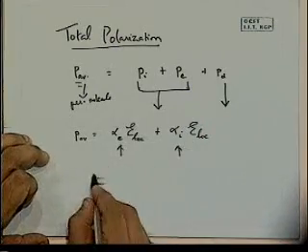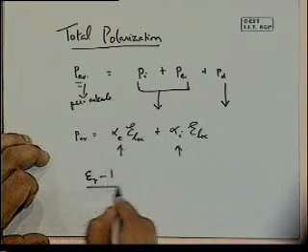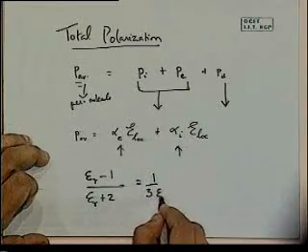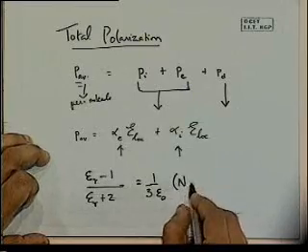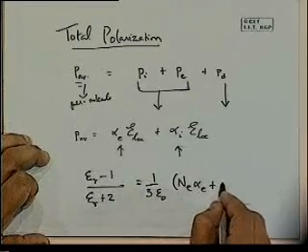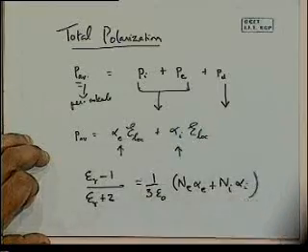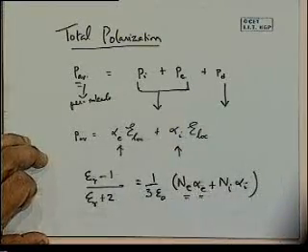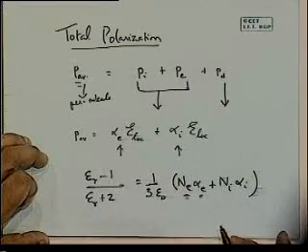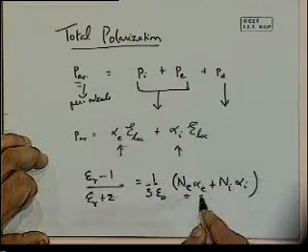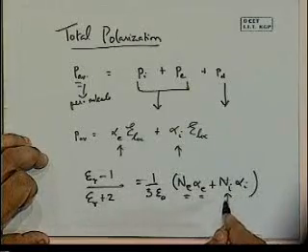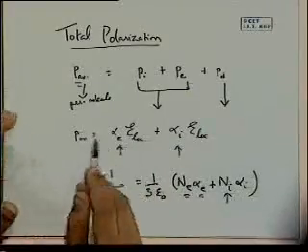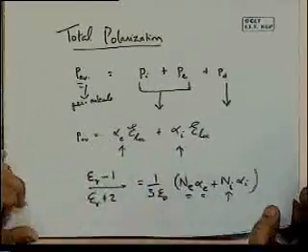So I can combine this now and write it as epsilon r minus 1 by epsilon r plus 2 is equal to 1/3 epsilon naught times (Ne alpha E plus Ni alpha I), where we've looked at each of these terms before. Ne is the number of atoms, or molecules, per unit volume that we had seen. Alpha E is the electronic polarizability. Ni is the number of ion pairs per unit volume, and so on. So, as long as we treat simply ionic and electronic polarizability, this is fine.